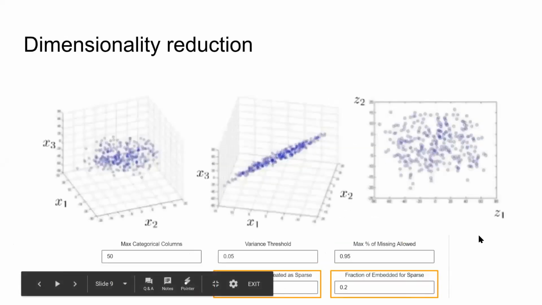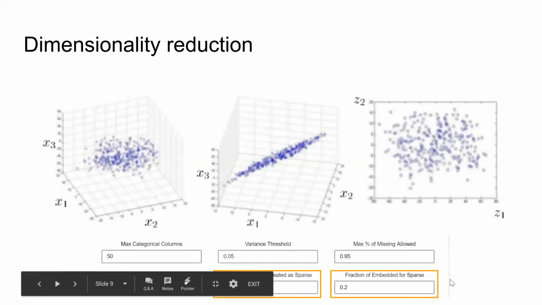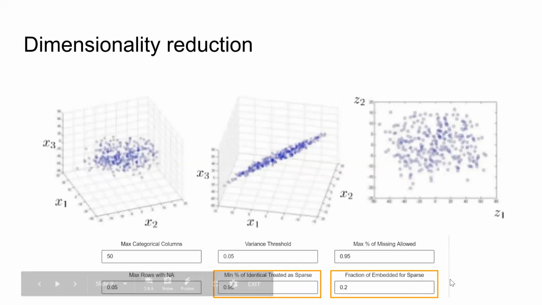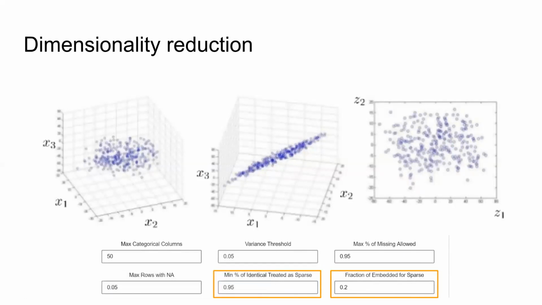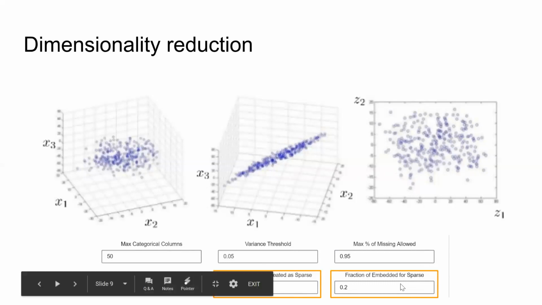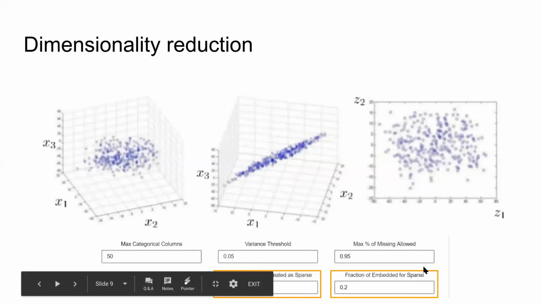So here is another example of dataset reduction. We use principal component analysis. It's also quite a powerful tool, and it mostly works on sparse data. So we treat a feature as sparse if it has more than, by default, 95% of the same values. And we use another option called fraction of embedding for sparse. It states the compression rate for this kind of columns. So for instance, if we have this value equal to 0.2 and we have 10 sparse columns, the resulting number of columns will be equal to 2, because 10 times 0.2.